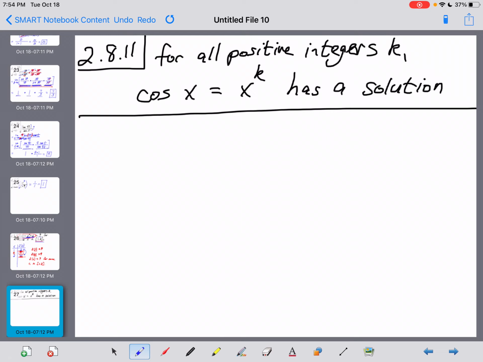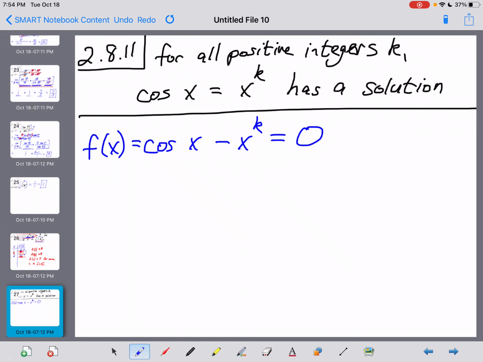This one works the way most of our intermediate value theorem problems work. We start off with an equation, and then our next job is to bring one term to the other side so that we get something that's equal to 0. So I'm going to leave the left side where it is and subtract the x to the k here, and that is now going to equal 0. Does this equation have a solution? So I'm going to go ahead and call that function f of x.